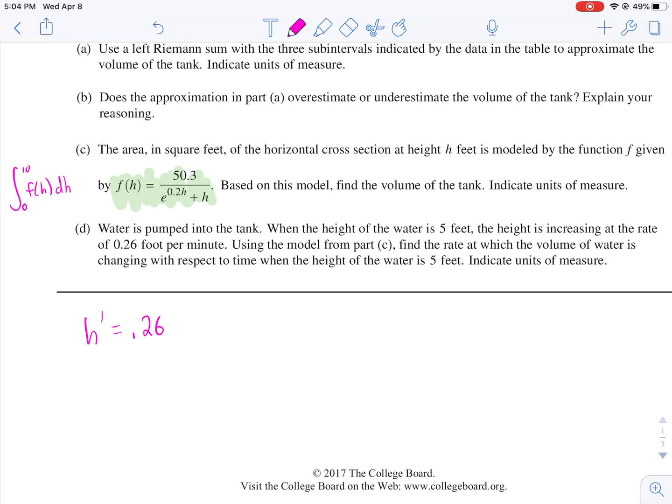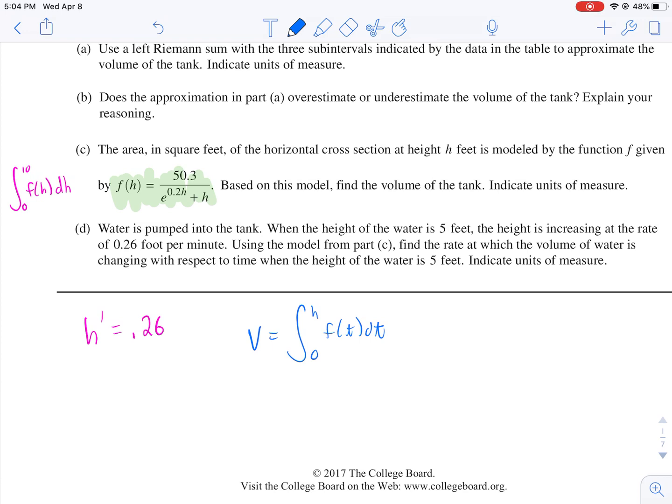So we already know from part C that the volume of the water is equal to the integral of f of h dh. But now, since the height is changing, we say 0 to h and then use any other variable in here, f of t dt, f of k dk. I think maybe I did on the handwritten one.